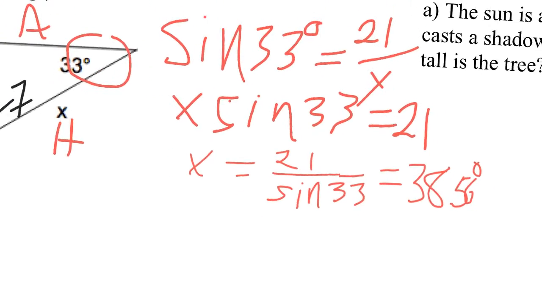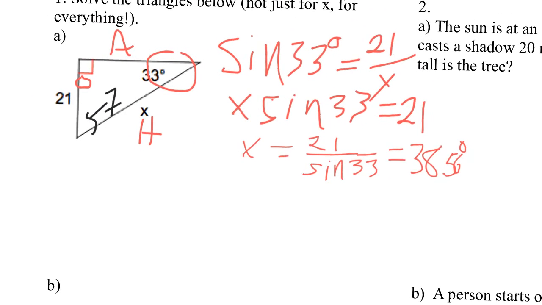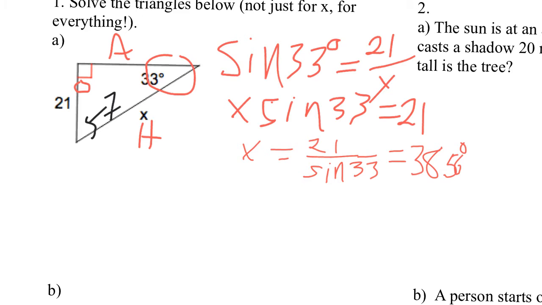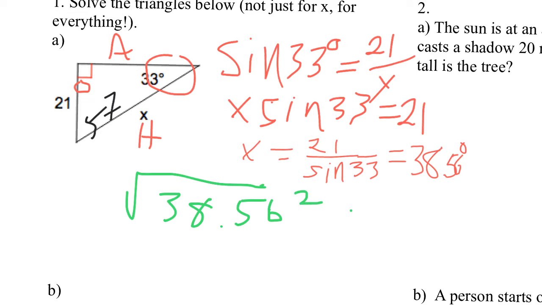I'd also like to get that other side, and for that I might use the Pythagorean theorem. And to do that, we have the square root of 38.56 squared minus 21 squared. And when I do that, I get about 32.33.